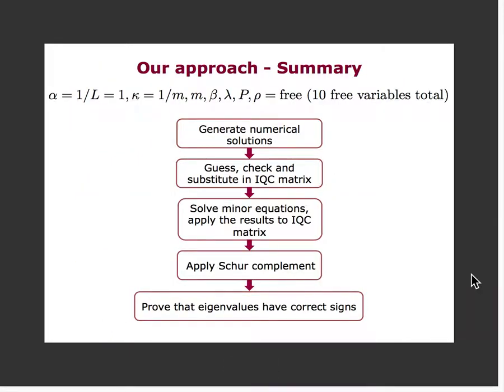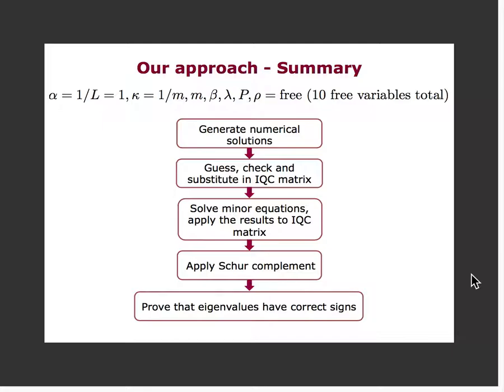So this is the general procedure that we follow. It shows alpha is equal to 1 over L, which we can then choose L is equal to 1 by normalization arguments. So we choose alpha is equal to 1 over L is equal to 1, kappa is equal to 1 over M. So kappa is in general L over M, but because L is equal to 1, we get kappa is equal to 1 over M. And then all these variables are free.